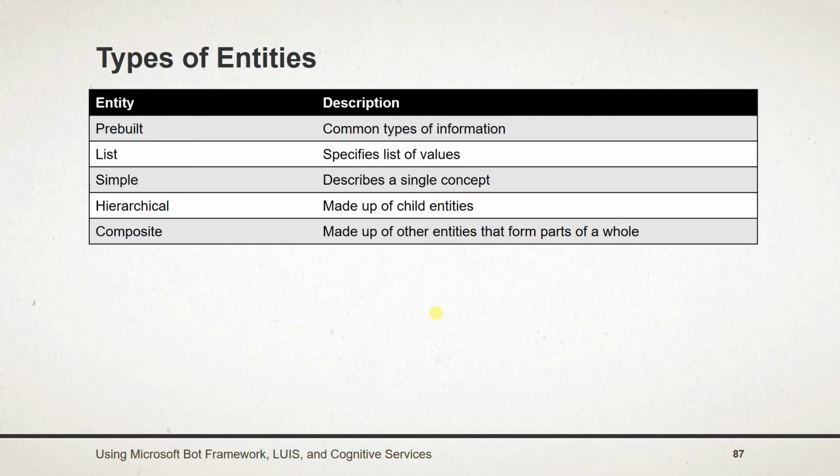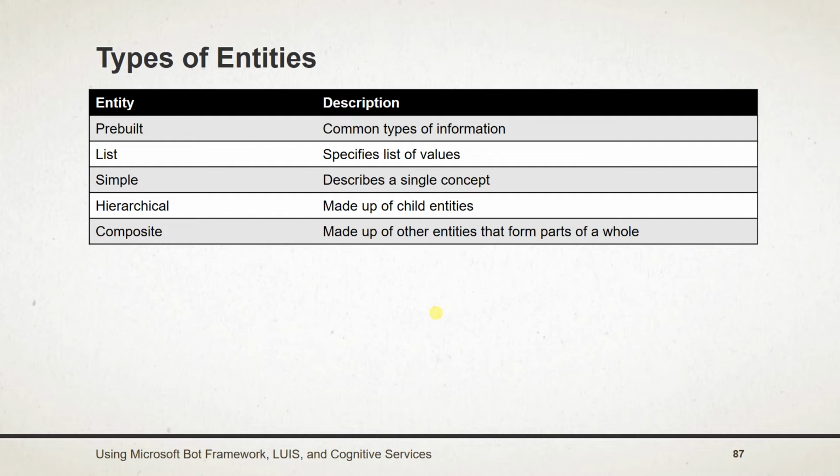A composite entity is made up of other entities that form parts of a whole. For example, in a food ordering app, price may be a kind of composite entity. It may include original price, tax, discounted price, and amount to pay.